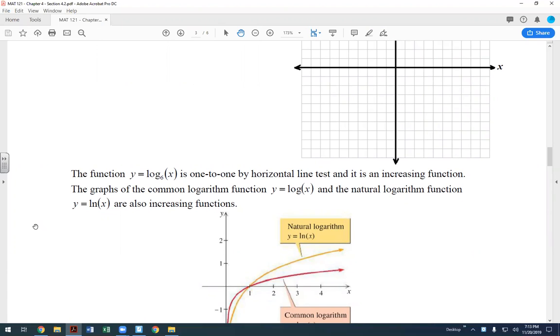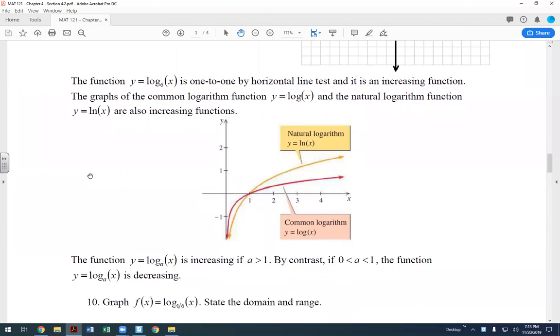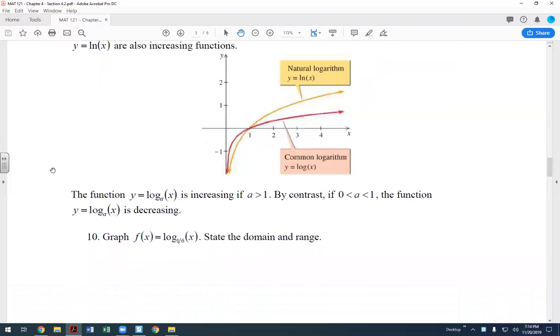If you compare the graph we just did with the graphs of our common log and natural log, the yellow one is the natural log function and the red one is the common log. You can see it has that general shape, following the same properties. The domain is from 0 to infinity, not including 0. The range is all y values. There is an x-intercept at (1, 0) and a vertical asymptote at the y-axis. And they are both increasing functions as well. So a lot of these properties translate from one function to the other, and that's actually based on the base of your logarithm.